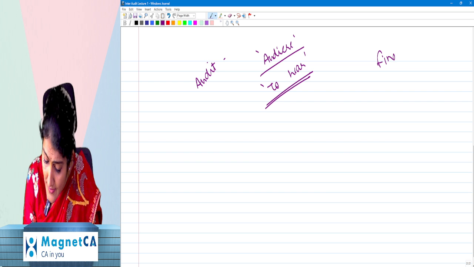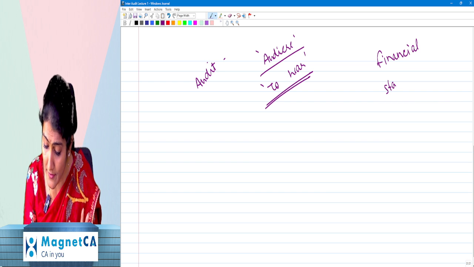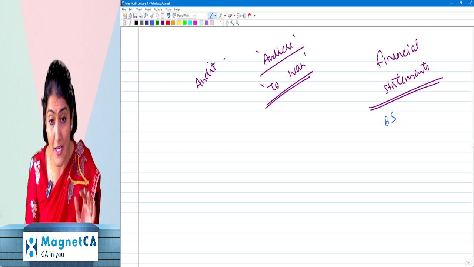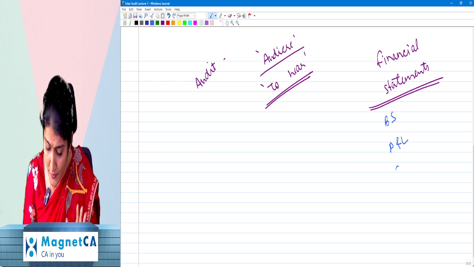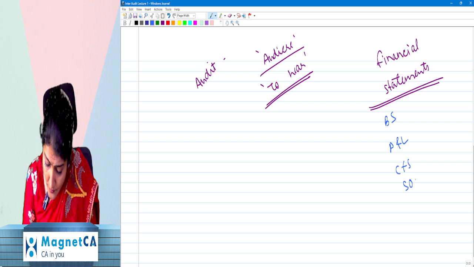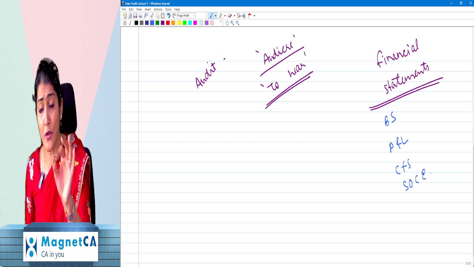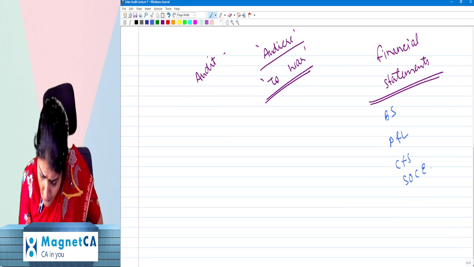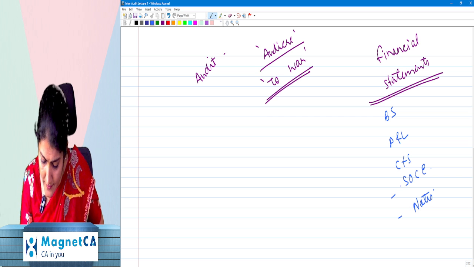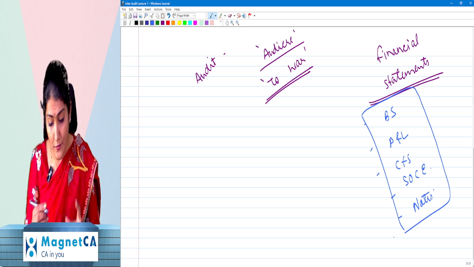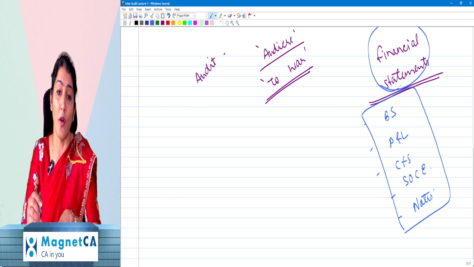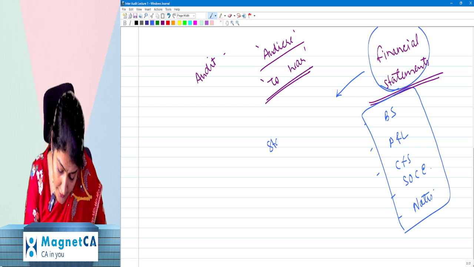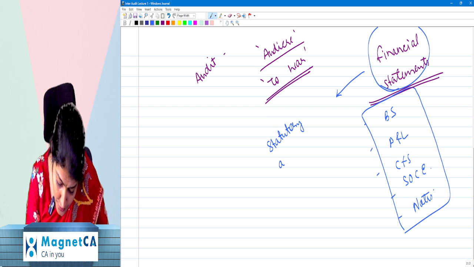And then we also looked into another term, the financial statements. What all is included in financial statements? Balance sheet, statement of profit and loss, cash flow statement, and SOCE, the statement of changes in equity. And then you have the notes to accounts, that is the summary of the significant accounting policies and other explanatory information. If these financial statements are being audited, that is technically called the statutory audit.